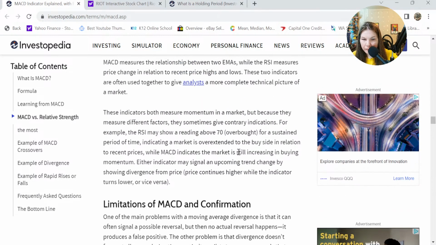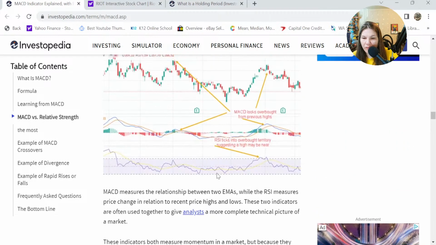Okay. So these indicators both measure momentum in a market, but because they measure different factors, they sometimes give contrary indications. For example, the RSI may show a reading above 70, which is overbought, for a sustained period of time, indicating a market is overextended to the buy side in relation to recent prices, while MACD indicates the market is still increasing in buying momentum. Either indicator may signal an upcoming trend change by showing divergence from price. Price continues higher while the indicator turns lower, or vice versa.